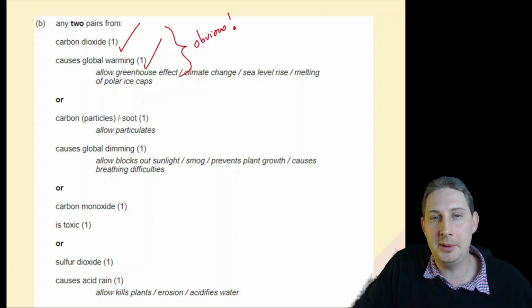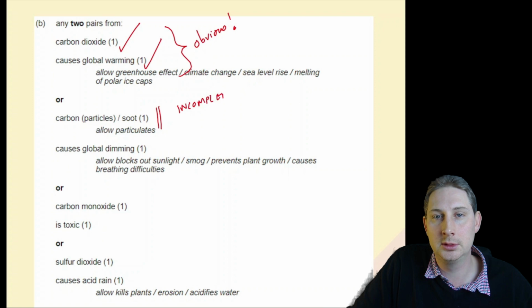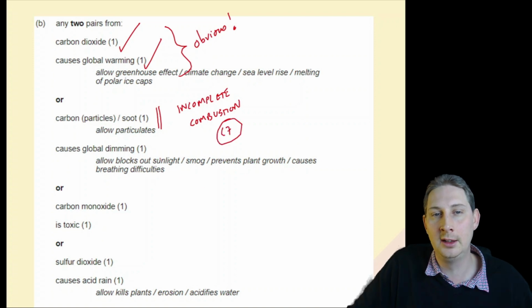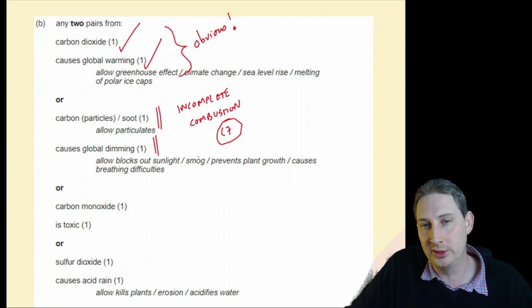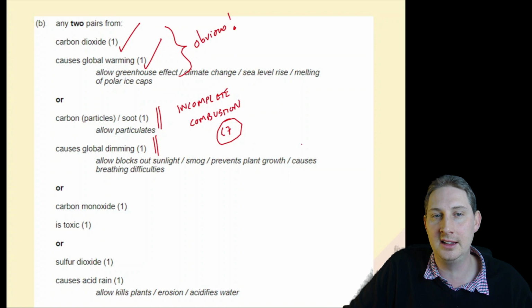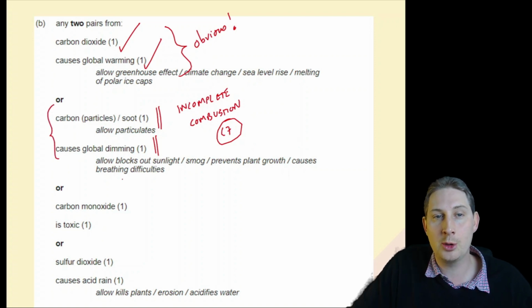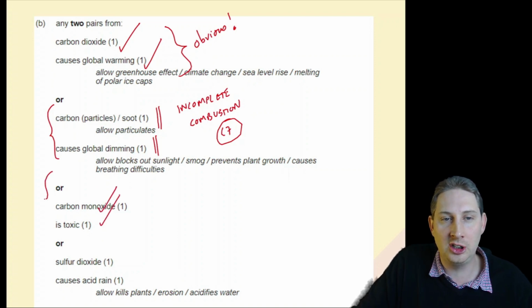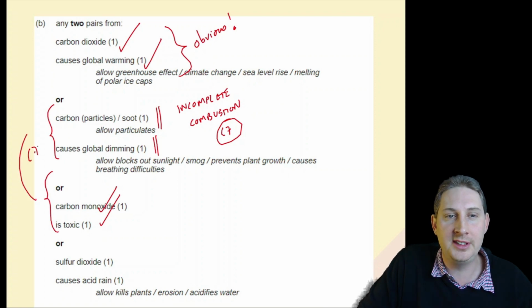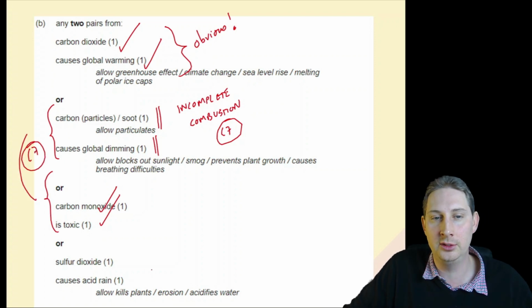So, carbon particles or soot from incomplete combustion, and link this to C7, because you did this in C7 as well. This causes something called global dimming. Blocks out sunlight, causes smog, prevents plants from growing, causes breathing difficulties, okay? So hopefully you guys got that one. Or you talked about carbon monoxide being toxic to humans. So that came from C7, and I'm hoping that you got at least one of those.